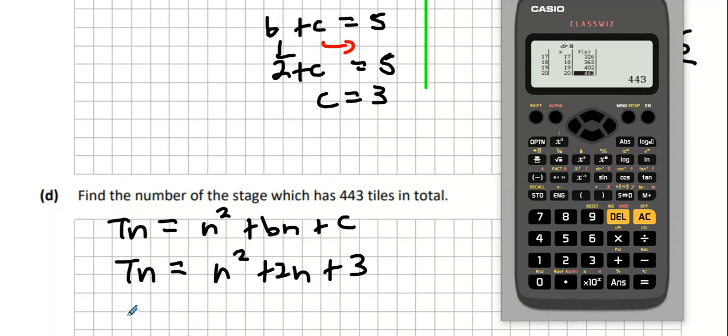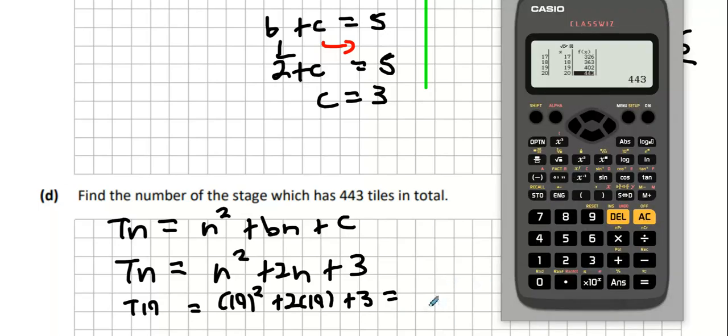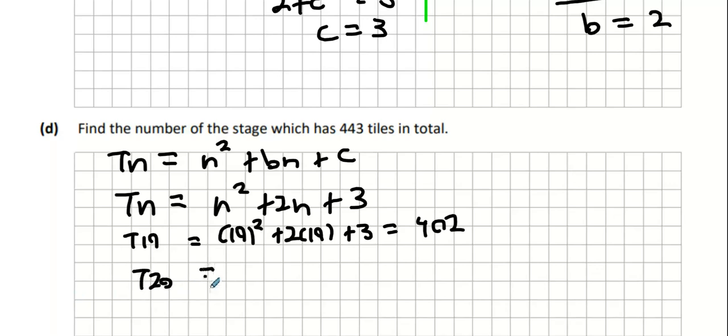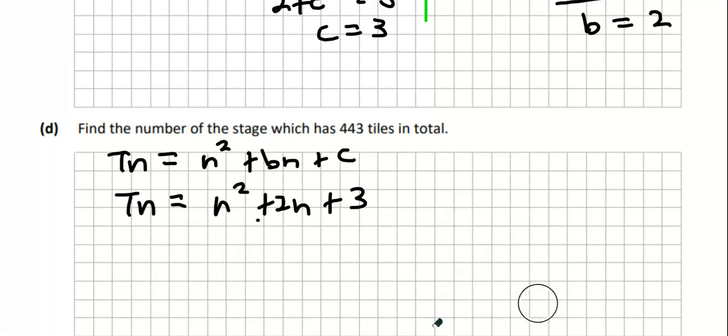So you could do it by trial and error, which means you're saying, oh look, I tried out T19 and T19 didn't work for me. T19 was 402, but I tried out T20, and T20 was 20 squared plus 2 times 20 plus 3, which is 443. So the answer is n equals 20. Now that's a good attempt way of doing it, but the way to get full marks, and hopefully a quicker way, would be this way.